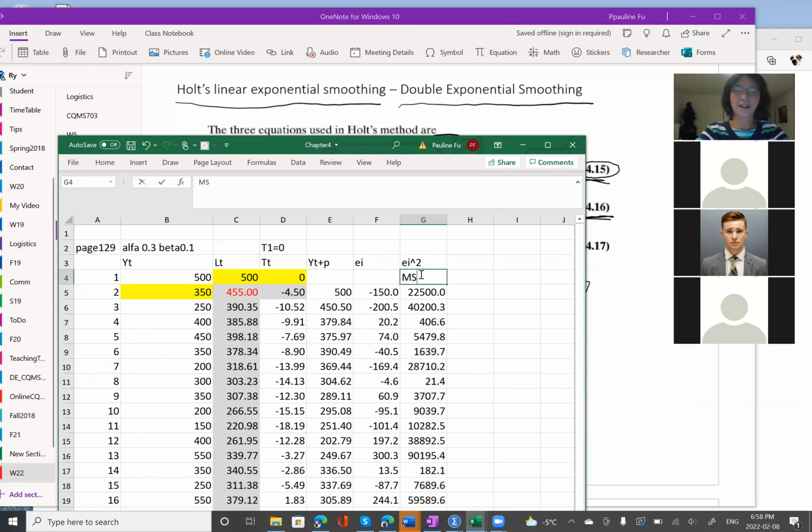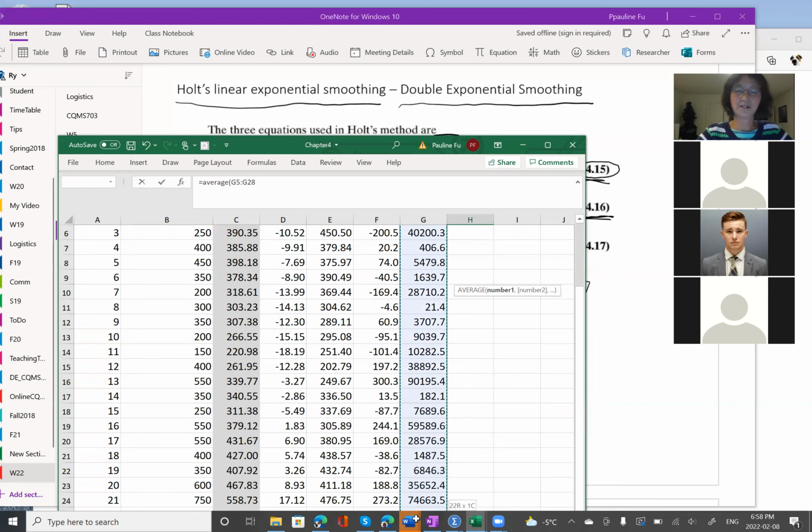You get MSE. So average, A-V-E-R-A-G-E. You do the average of this EI squared.